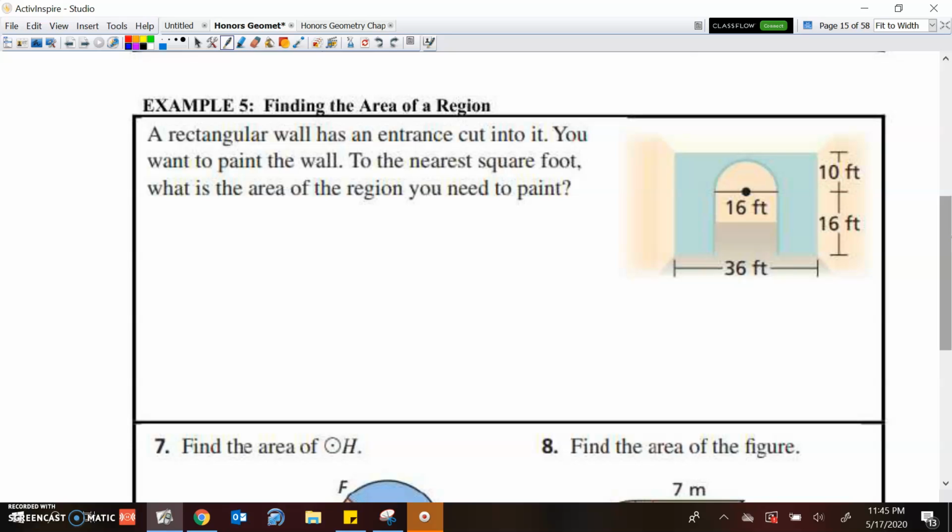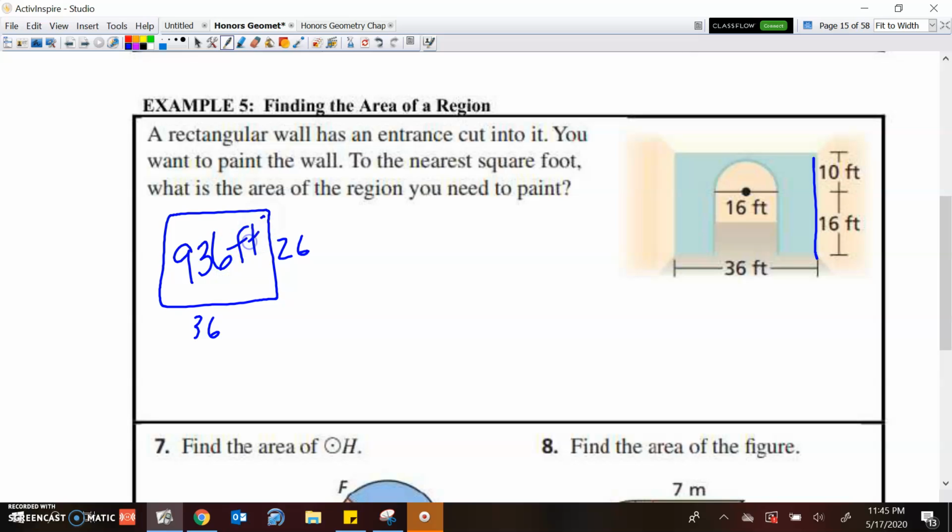So a rectangular wall has an entrance cut into it. You want to paint the wall. Now to the nearest square foot, what is the area of the region that you need to paint? So a good application. The full area of this rectangular portion is 36 across the bottom and 26 going up the side, 10 and 16. So 36 times 26 is going to be 936 square feet.